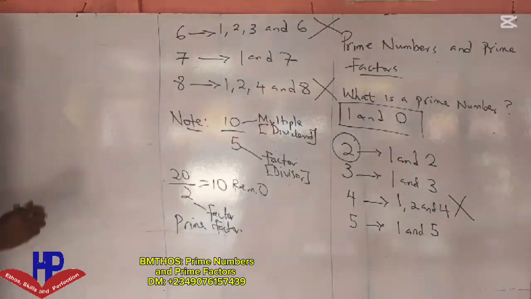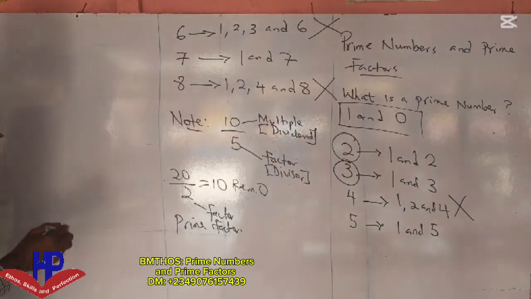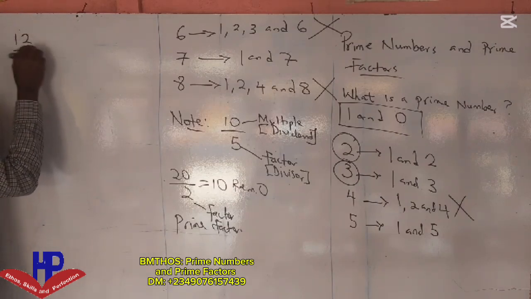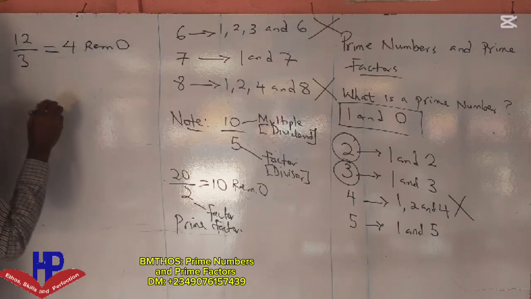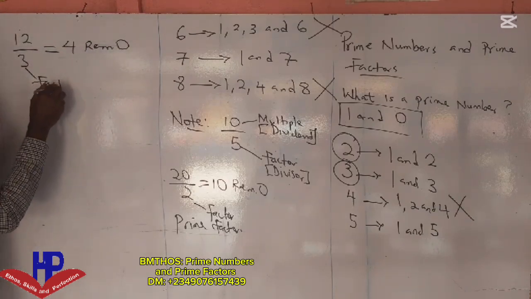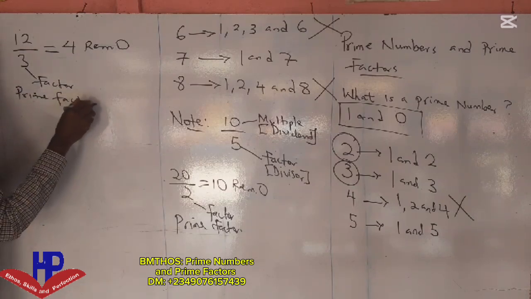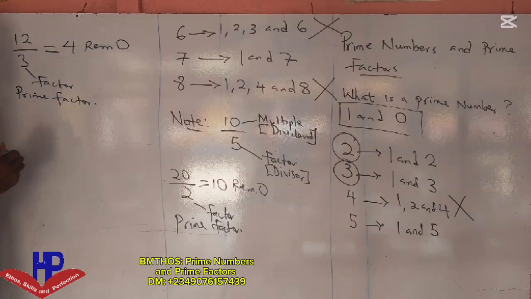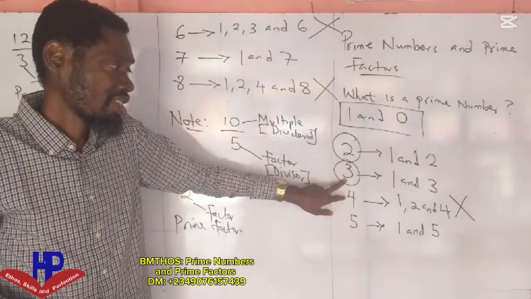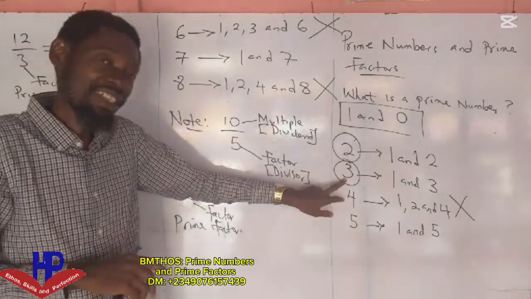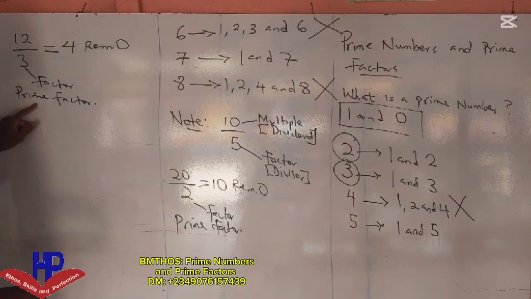Look at 3. 3 is a prime number, but I'm using 3 to divide 12. My answer is 4, remainder 0. So 3, which is a factor right now, is called a prime factor. Why is it called a prime factor? Because it was a prime number from the initial state. But now we are using 3, which was a prime number at the initial state, as a factor to divide 12. So at this time, it is called a prime factor.